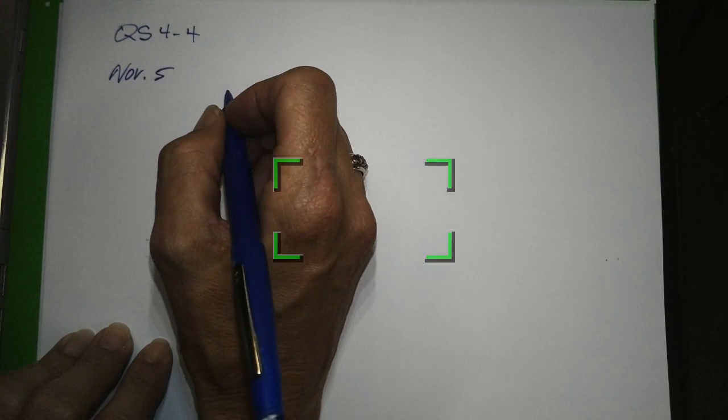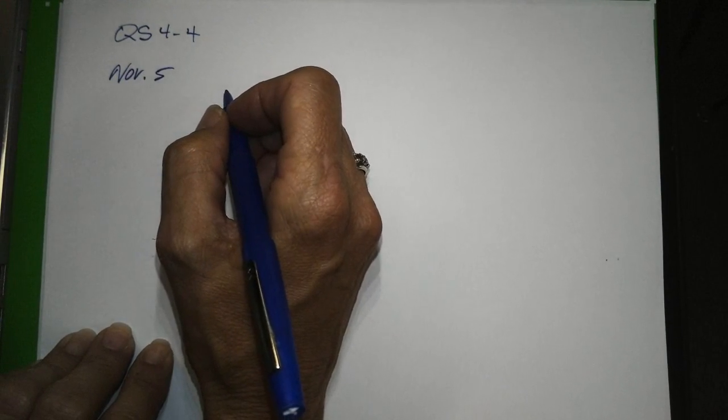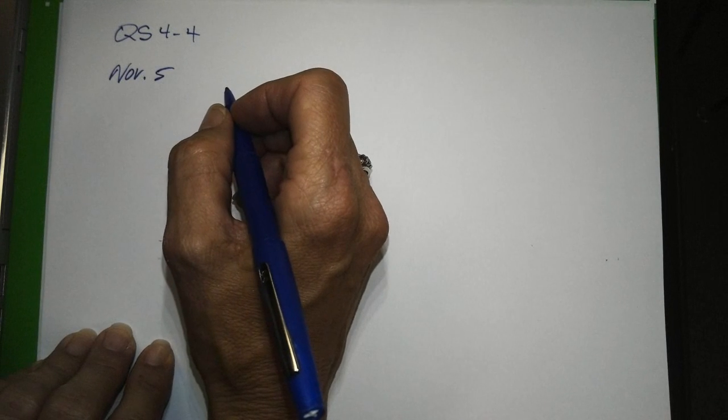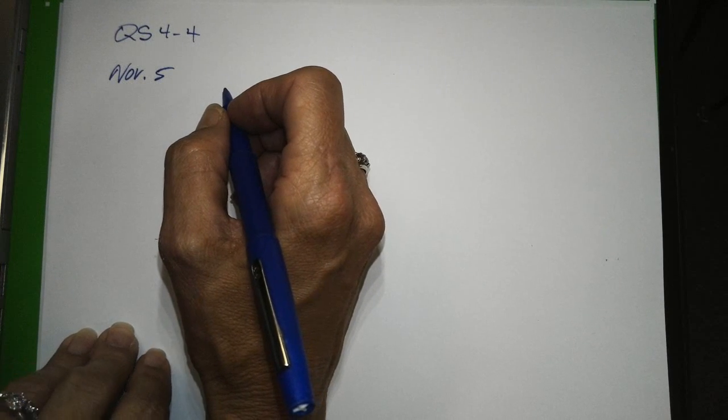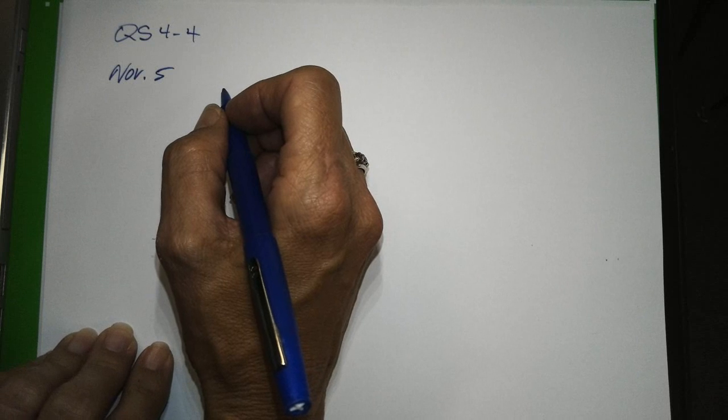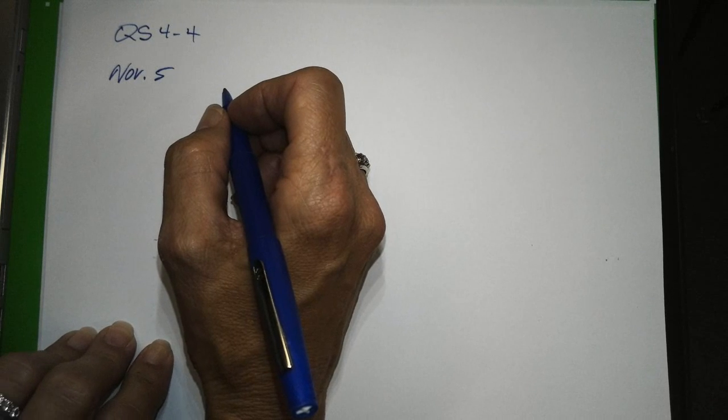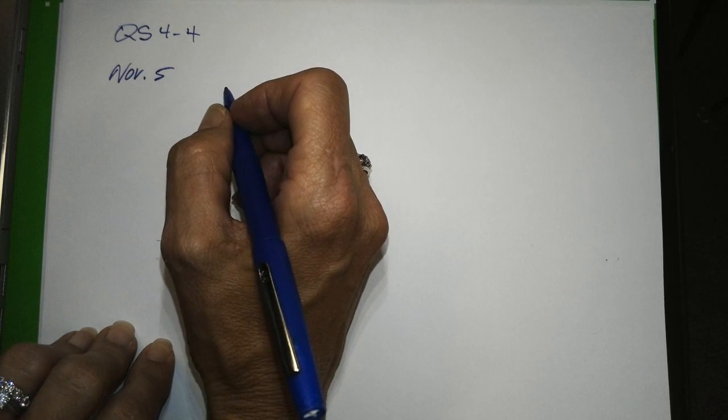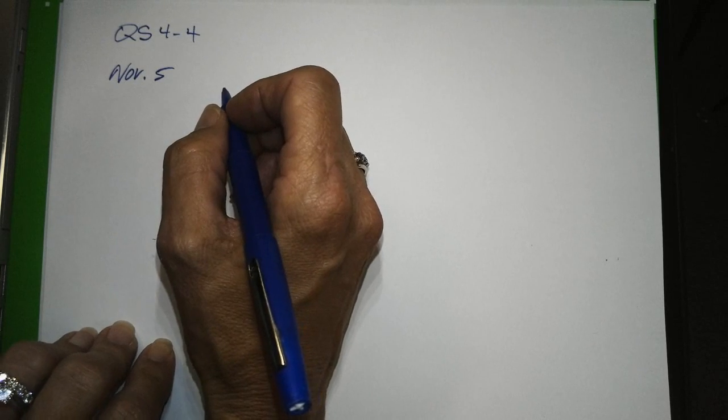Okay, so November 5th, purchased 600 units of product at a cost of $10 per unit. Terms of the sale are 2/10, net 60. The invoice is dated November 5th. Well, first of all, let's just record the purchase, and then we'll talk about the terms.